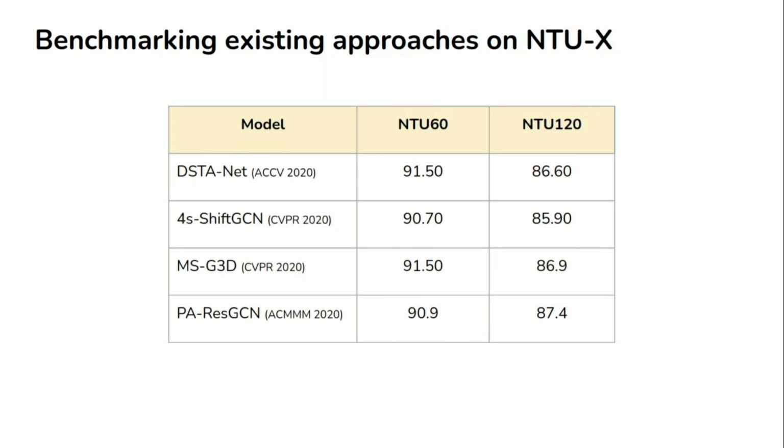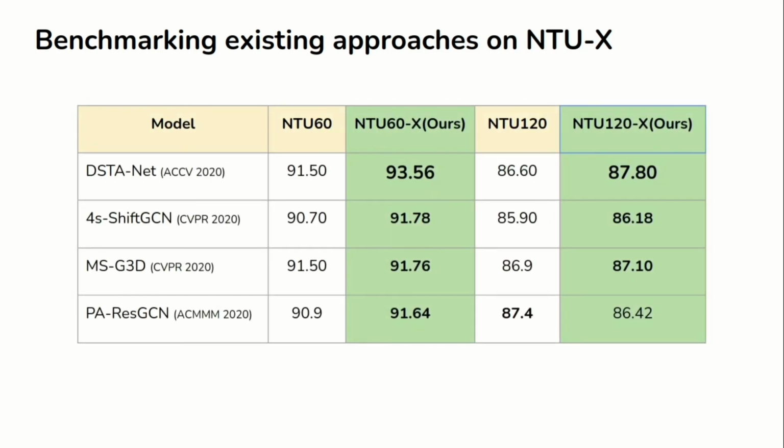We benchmark our NTU60-X and NTU120-X dataset on the state-of-the-art methods of the original NTU60 and NTU120 dataset. This table shows the performance of state-of-the-art methods on the NTU60 and NTU120 dataset. This table shows the performance on our NTU60-X and NTU120-X dataset. As can be seen from the green columns, state-of-the-art methods perform significantly better on our NTU-X dataset as compared to the original NTU dataset. We can see that DSTA-Net achieves the highest accuracy for both 60 and 120 class datasets.